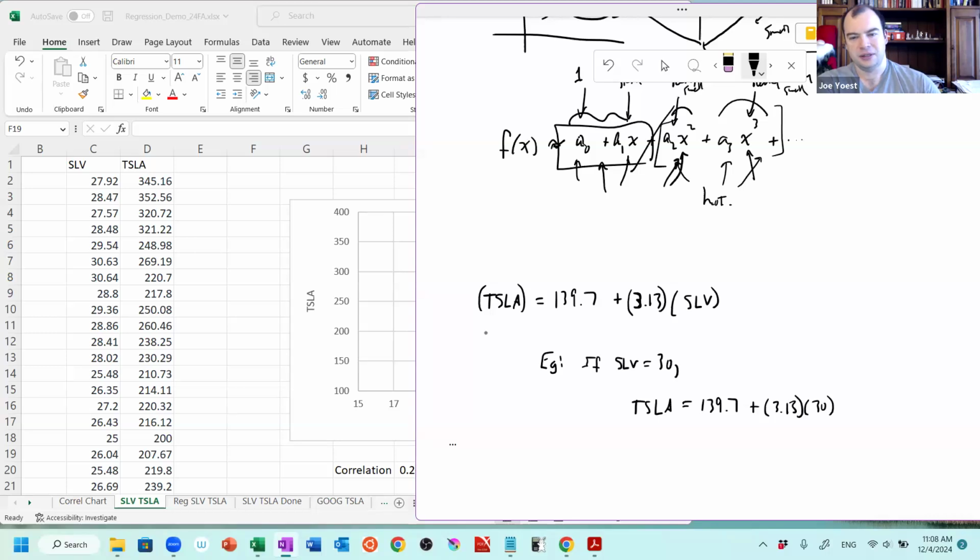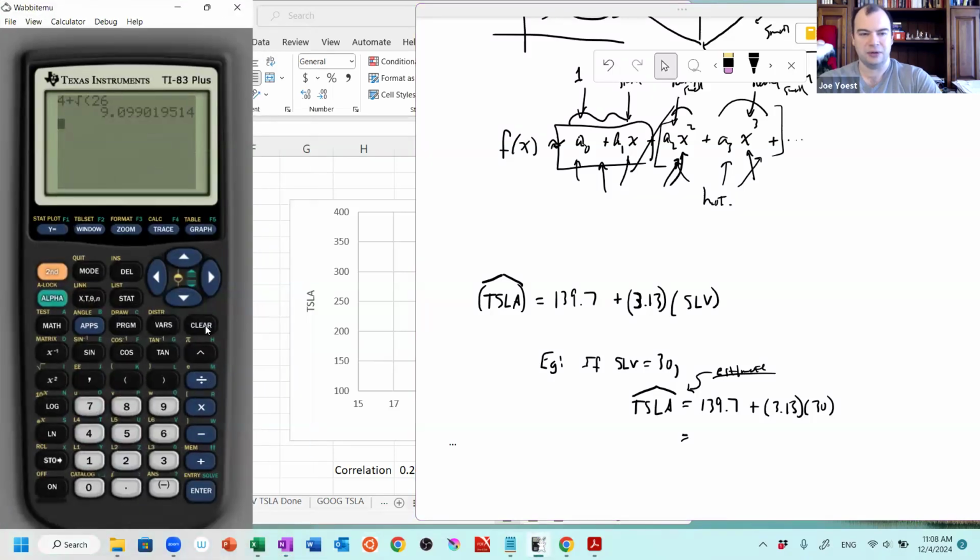Now, very importantly, this is an estimate, so I'm going to put a hat on top of it. Just like p hat, if we remember p versus p hat, this is an estimate. This is what my model suggests. My model suggests that if I look at the iShares silver price, and it's $30 per share, then my best guess at the Tesla price would be, let's bring up the calculator here, 139.7 plus 3.13 times 30, or 233.6.